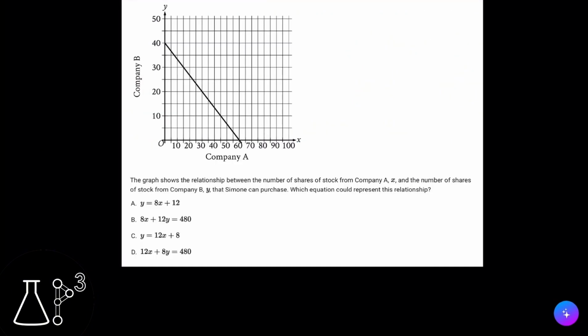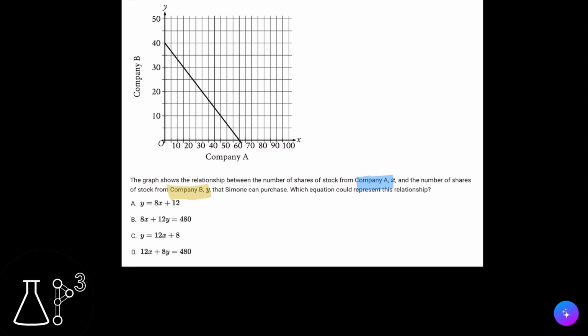Okay, let's do another question. The graph shows the relationship between the number of shares of stock from company A, x, and the number of shares of stock of company B, y, that Simon can purchase. Which equation could represent this relationship? I'm given that x represents company A, and y represents company B, and we want to look for the equation that represents the graph shown above.